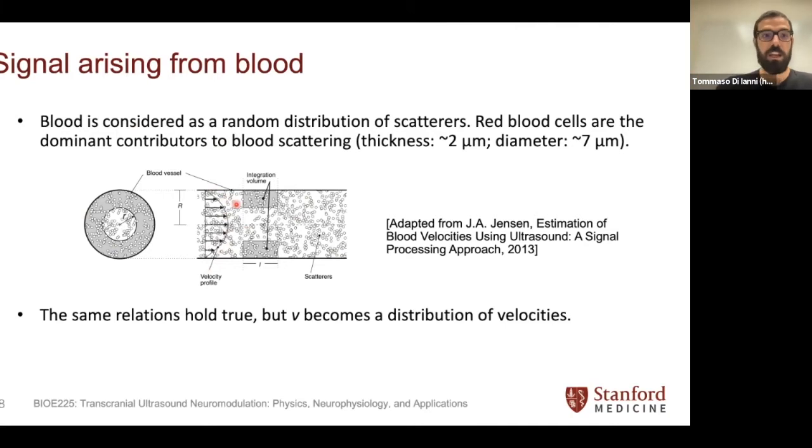Otherwise, it's very turbulent. But surprisingly enough, the same relations that we just derived in our simplified case with a single scatterer still hold true. The difference is that V in our case was just one number, right? Because we have one single scatterer moving at a velocity. V becomes a distribution of velocities, the distribution of velocities within the blood vessel. But the same relations that we just derived are still true, and we can still use them to find the velocity of the blood within our vessels.